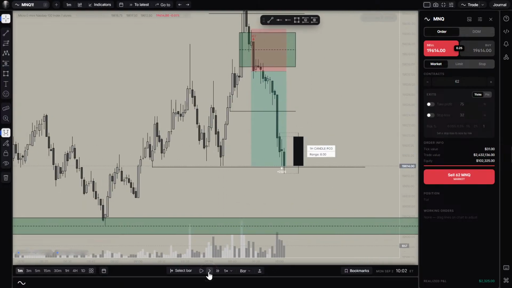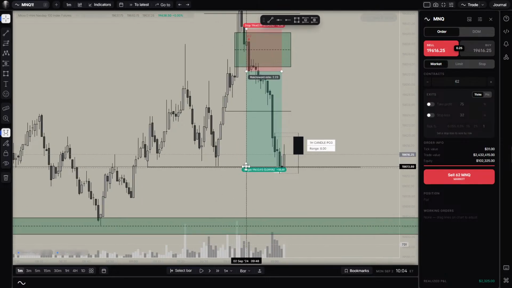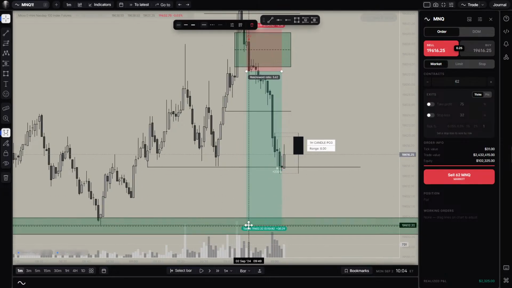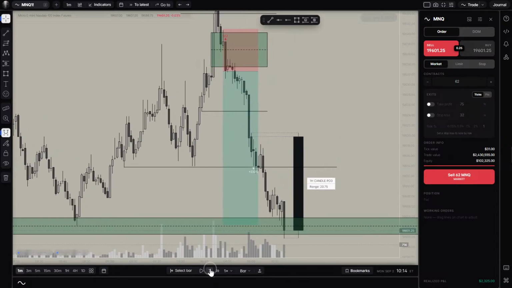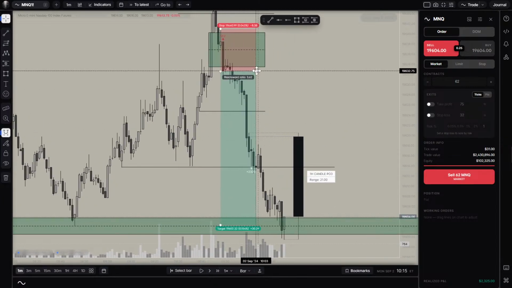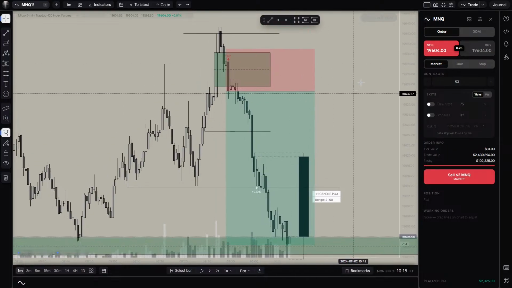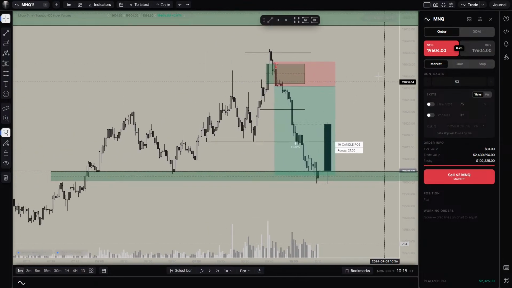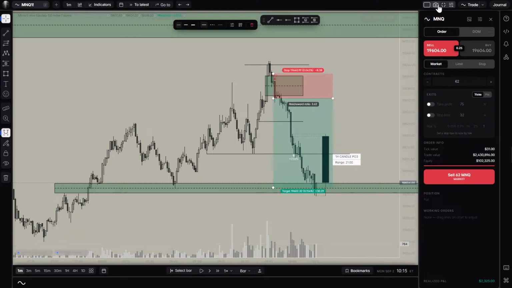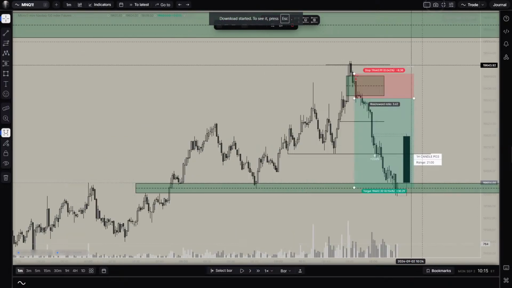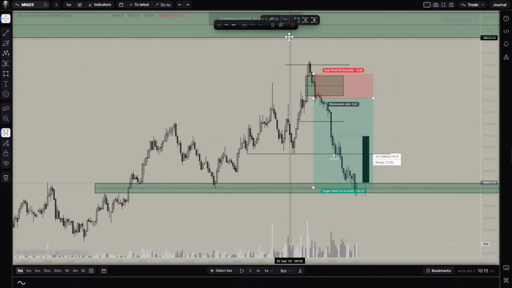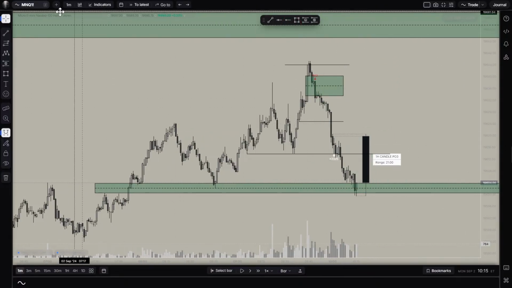Let's see how the market behaves after. Do we get all the way down or not? Yeah, we do. Yeah, we do. It was a 1:4 trade. Nice, really great trade. Let's just download it. Yeah, great trade.